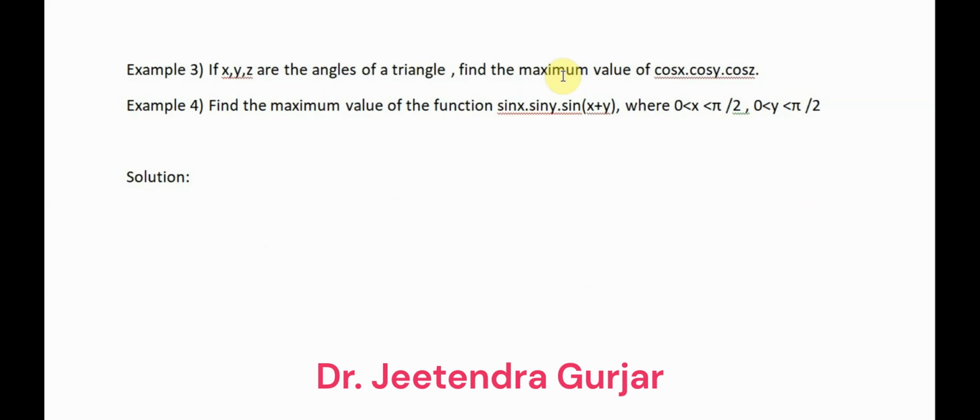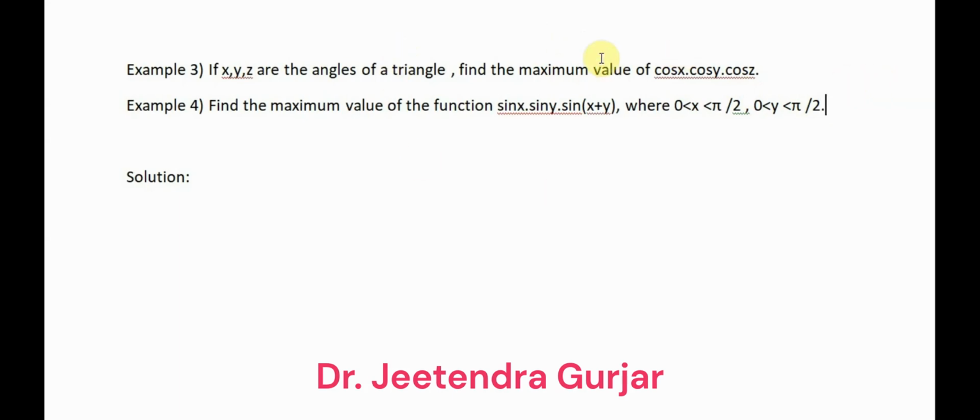Example 3: if x, y, z are the angles of a triangle, find the maximum value of cos x cos y cos z. And next, example 4: find the maximum value of the function sin x into sin y into sin(x plus y), where x is between 0 and pi by 2 and y is between 0 and pi by 2. So like this, we have two examples I'm going to solve.